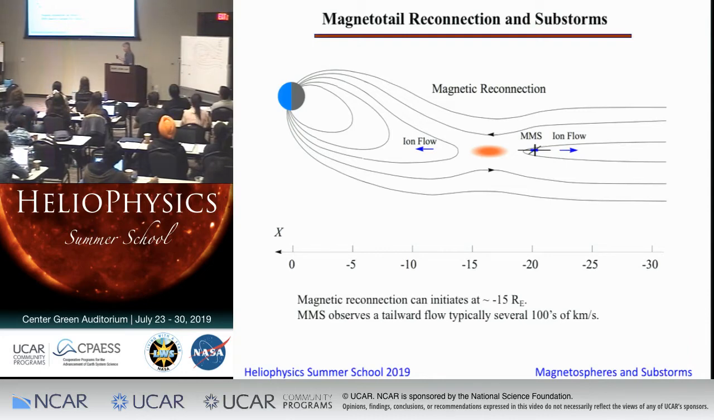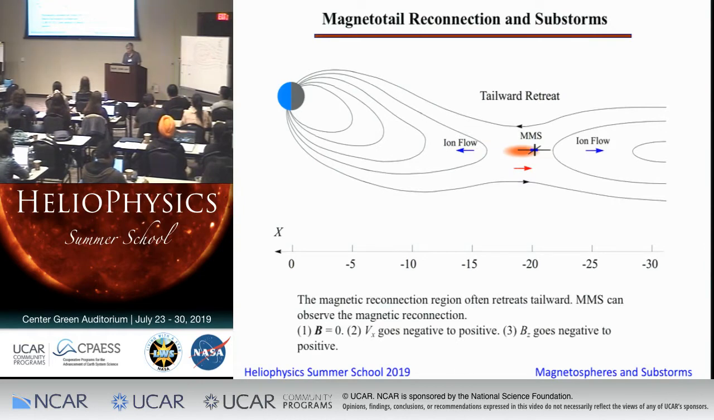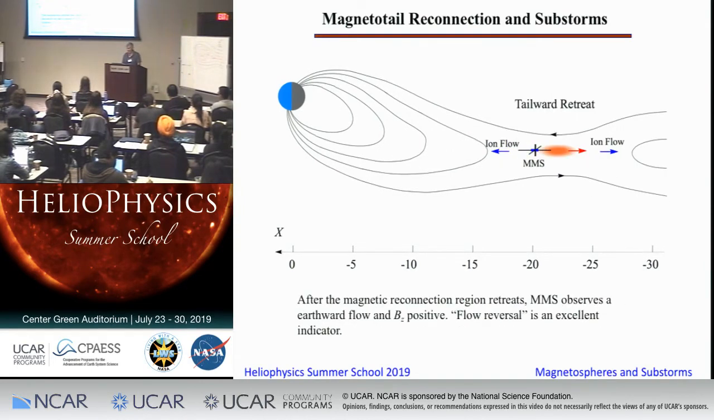When the reconnection region is earthward of MMS, BZ is northward, and we're sitting in a southward field. BZ will turn southward where we are. The ion flow where we are is tailward, in minus X. X direction is towards the sun. So the flow is in the minus X direction, and the Z component of the magnetic field is in the minus direction. So if all of a sudden we find ourselves with minus flow and minus BZ, we know that we might be hit by a reconnection site. It's coming at us. All of a sudden, the minus BZ and the minus V flow come at us. We then will get hit by this reconnection region, and we'll know it. But then we'll see a reversal.